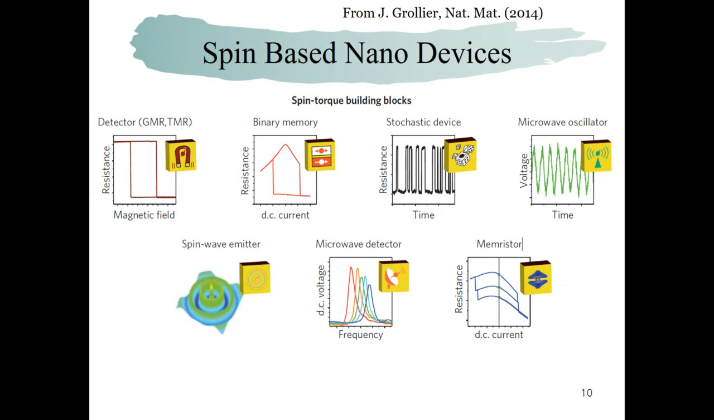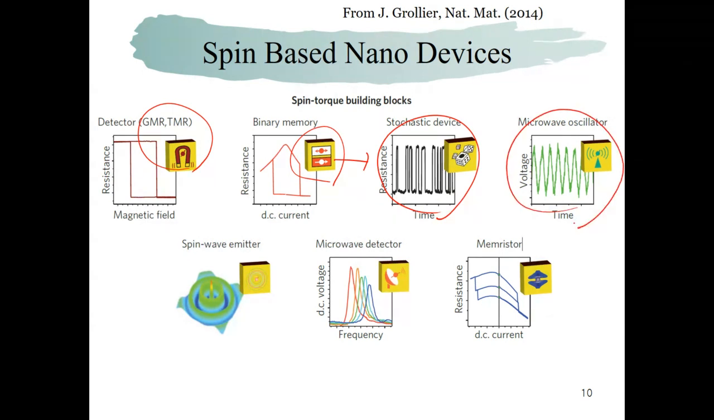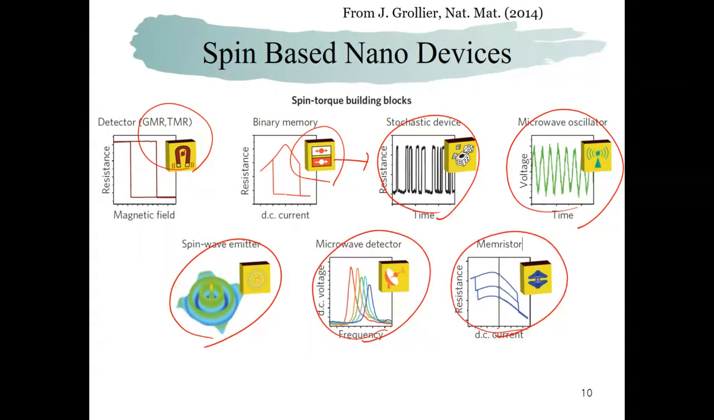And fortunately, we already have such devices. For example, for the detector, we have GMR and TMR. We can detect the magnetic signal. And also we have a binary memory made from such a trilayer structure. And also, I didn't mention it, but we can make stochastic signals with this structure. And we can make microwave generation, a spin wave emitter, a microwave detector, and a MEMS. All these things can be done by spin-based devices.